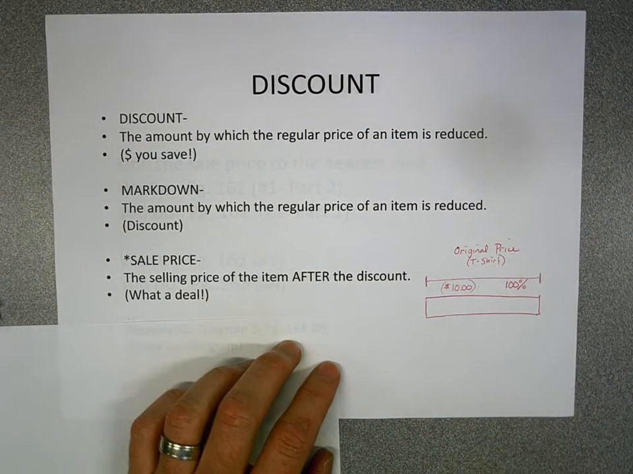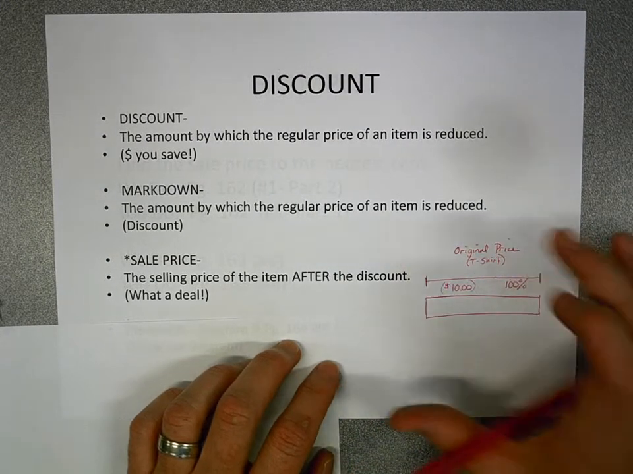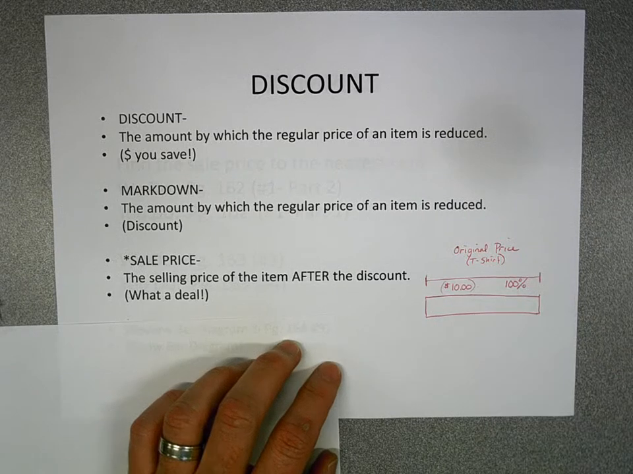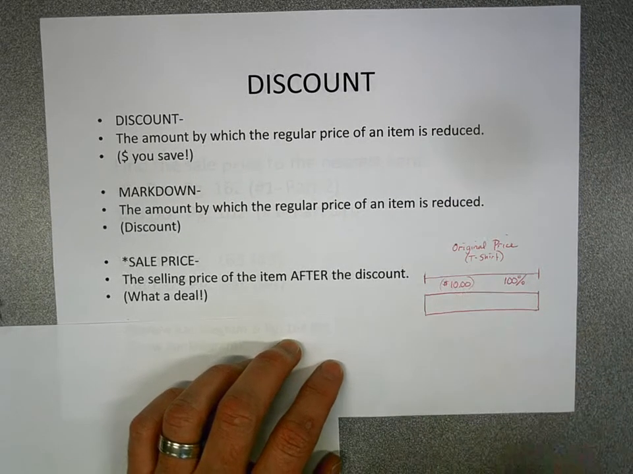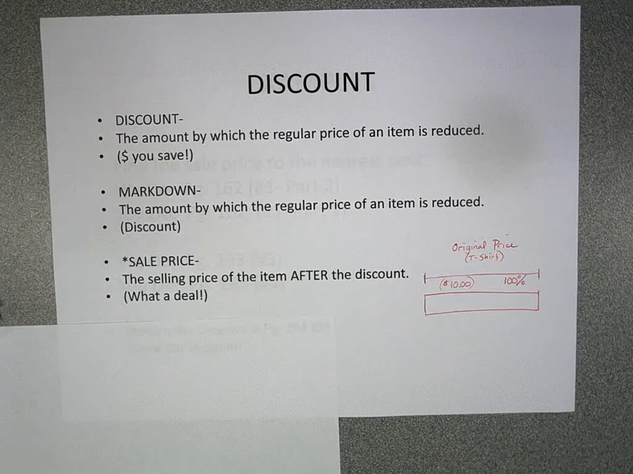There's three major pieces of information. The whole thing is the original price. The whole thing is 100%. And in this story, the whole thing is $10. It is all one thing. 100% is the original price. And that original price is $10. Any questions about that? Okay, now here's what I want you to do.